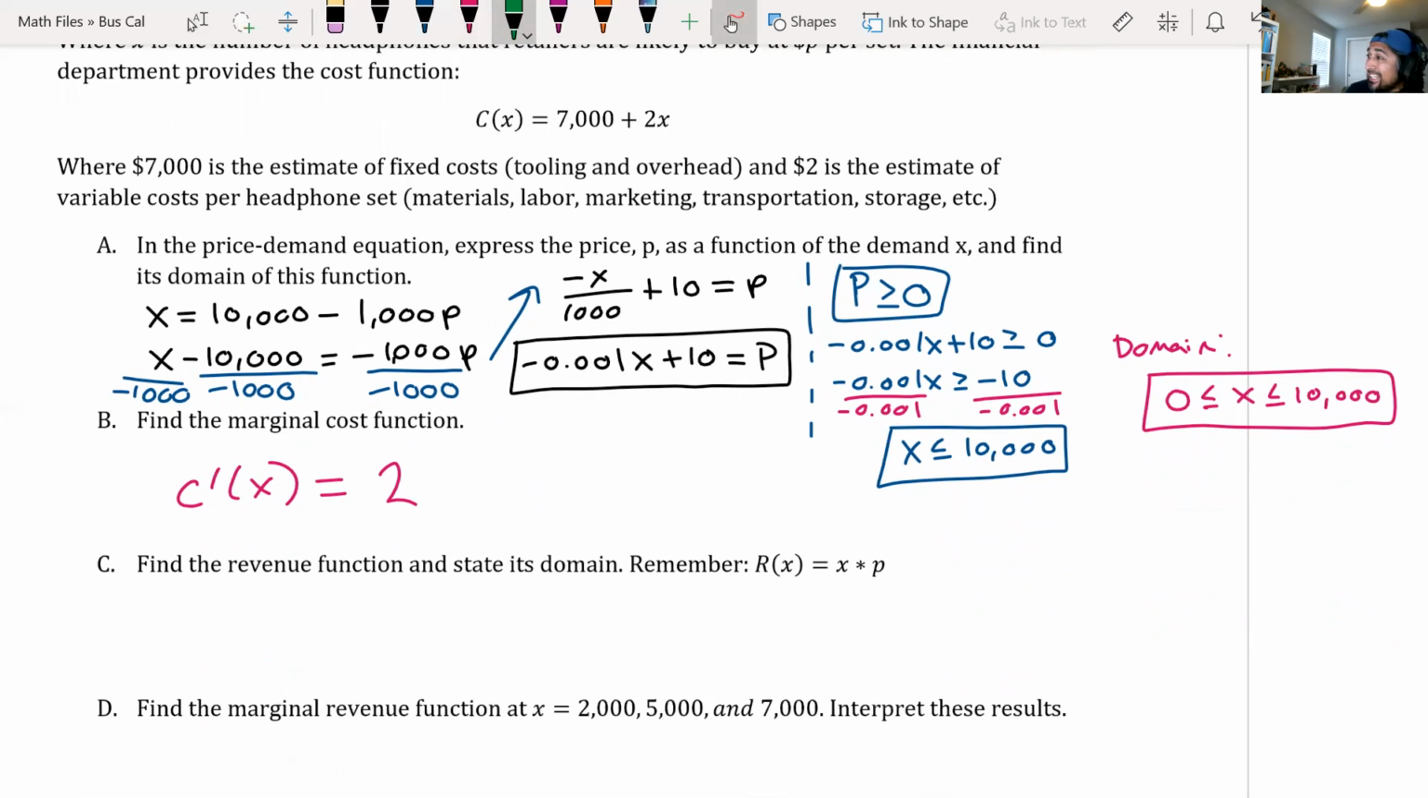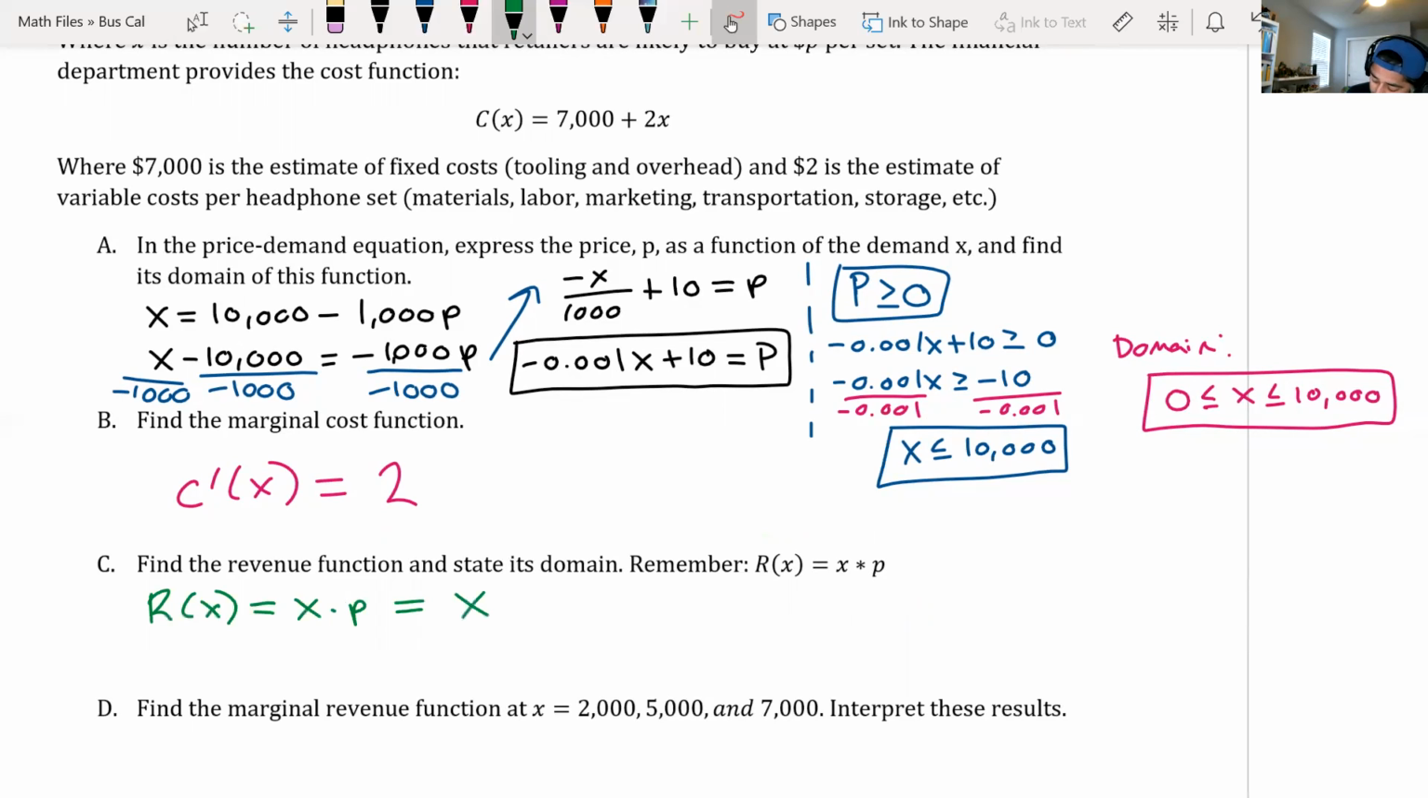All right. Now C says find the revenue function and state its domain. Now remember, to find revenue, this is from 1324, revenue is X, the amount of items, times the price P that we sell them at. So our job here is to create a revenue function, and we have all the pieces already. So revenue is given by X times P.